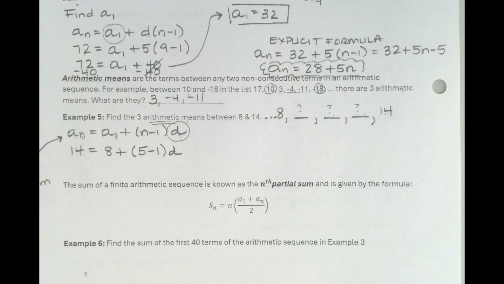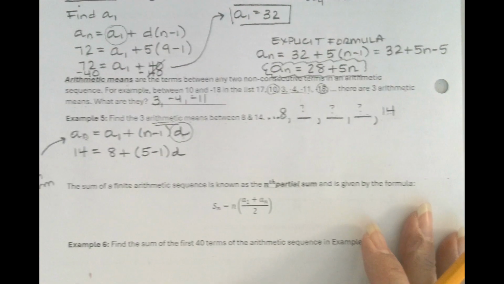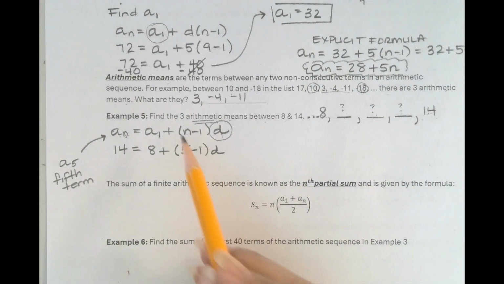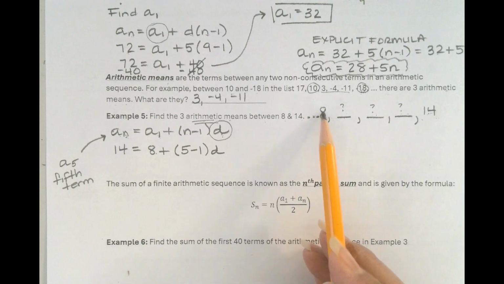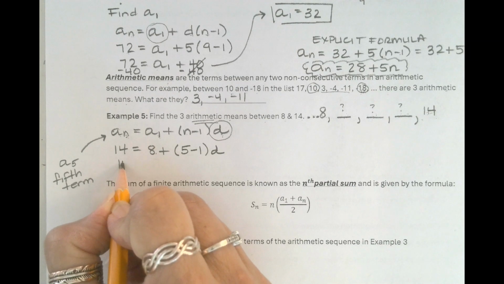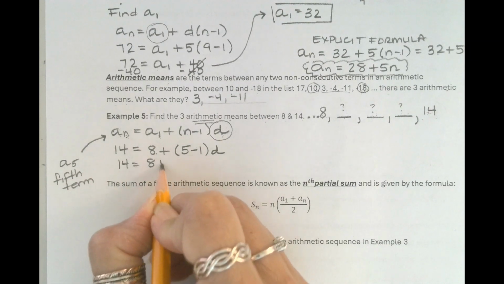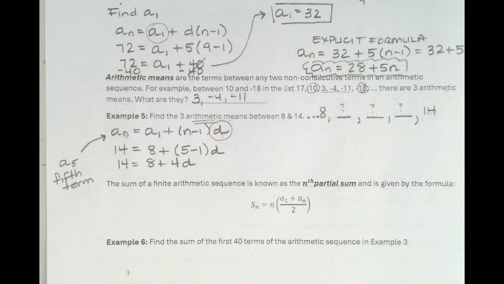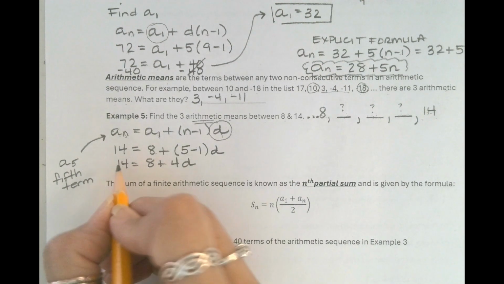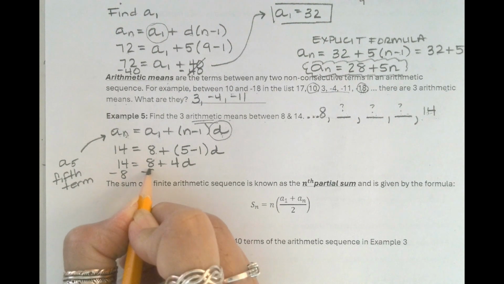So we substitute the 5th term to be 14. The first term is 8: 1, 2, 3, 4, 5. So let's simplify. That goes first. So 14 equals 8 plus 4 times D. I need to solve for D. Basic algebra. I need to subtract 8 on both sides.